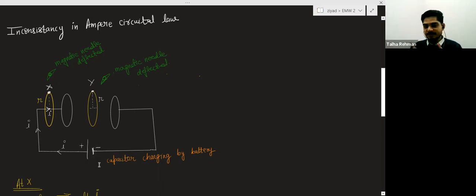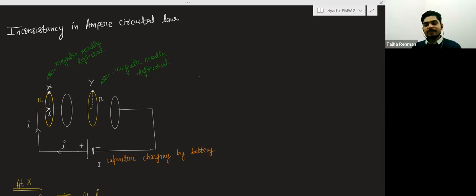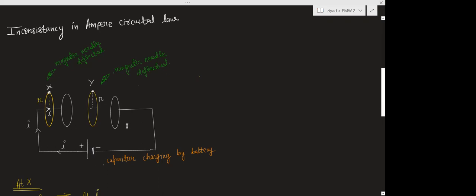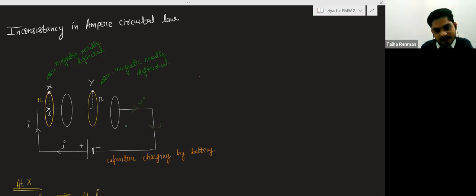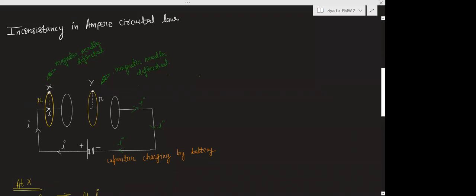This capacitor is basically charging. If this capacitor is charging, it means there will be current in the circuit. The current will be the same like this. Let it be I. Current flows from the positive terminal to the negative terminal like this.